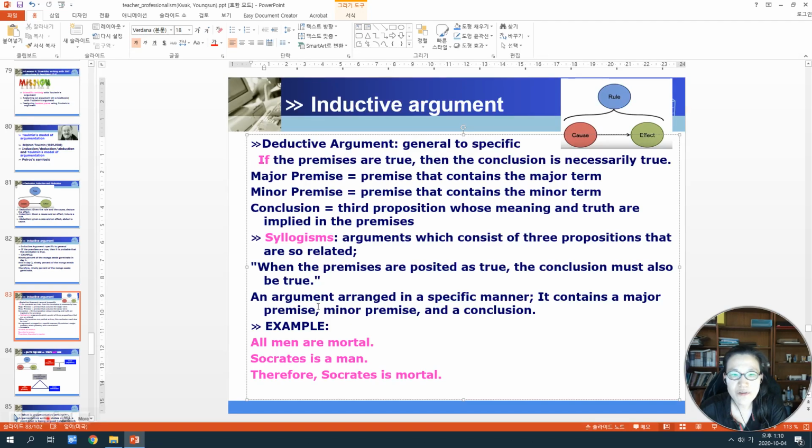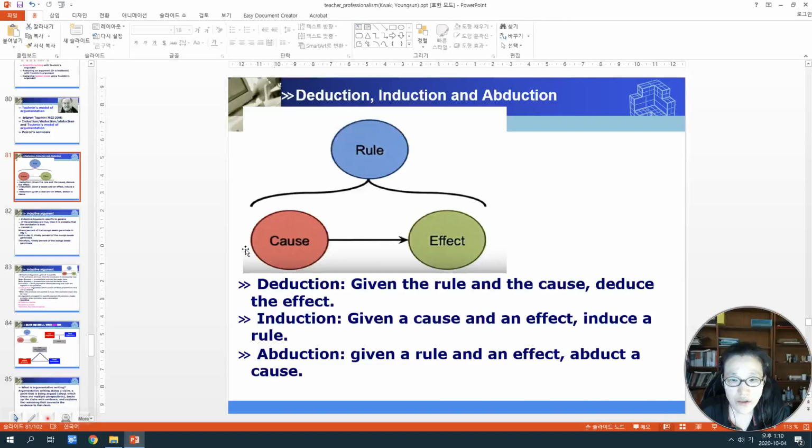An example of a syllogism is this one. All men are mortal, and Socrates is a man. Therefore, Socrates is mortal. So in this diagram, when we say induction, it's about inducing a generalized rule. And when we say deduction, it's about, based on the rule or major premise, and with a minor premise, we deduce an effect of some phenomenon.